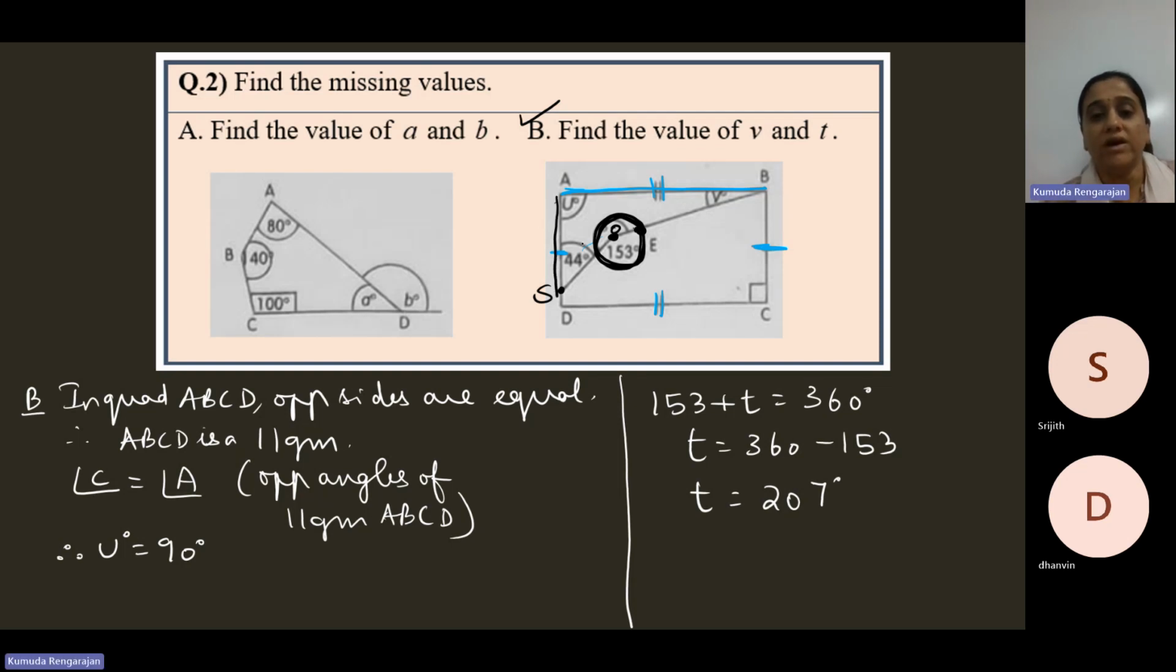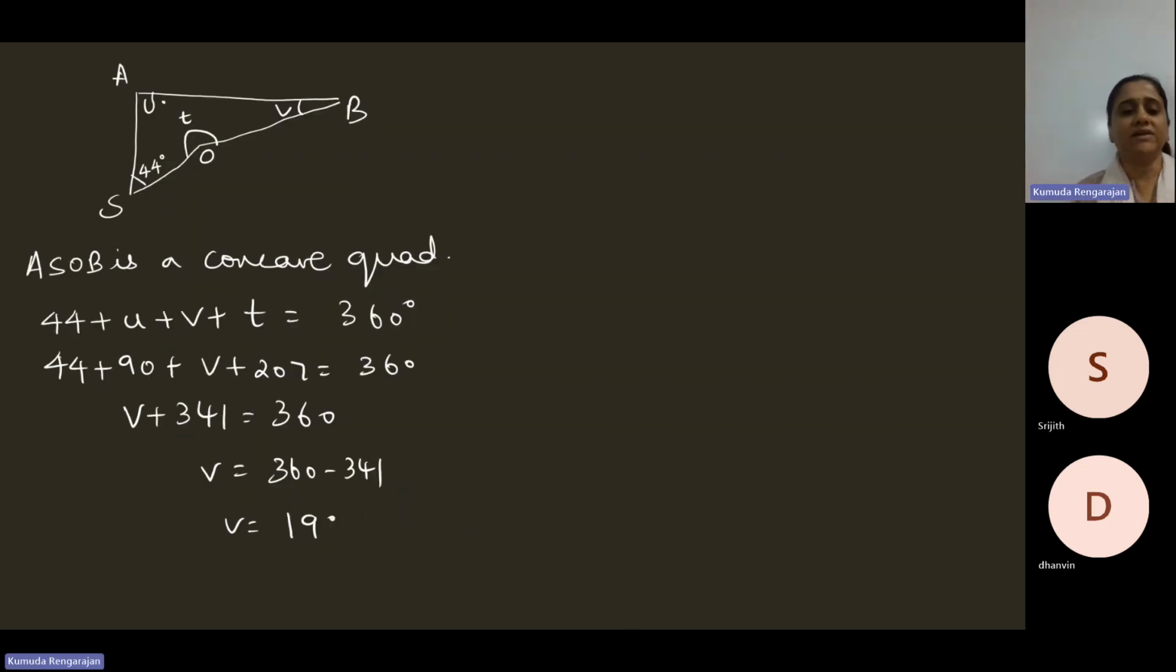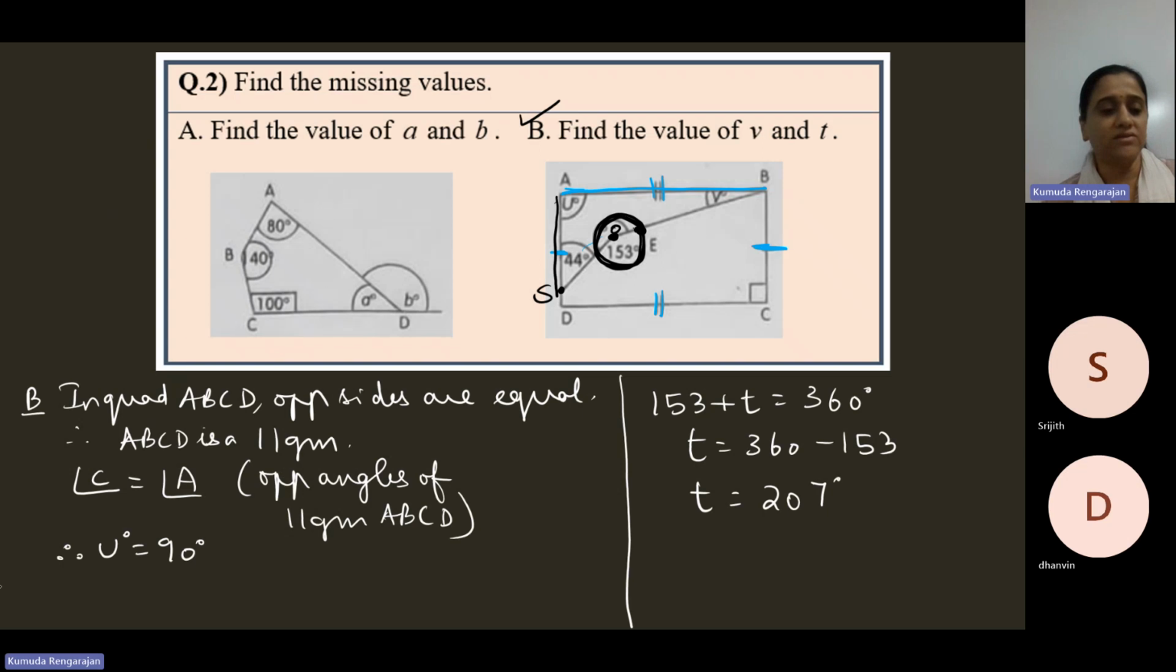So ASOB is a quadrilateral, it's a concave quadrilateral. But whether it is concave or convex, the sum of the four interior angles is equal to 360 degrees. So using that, we find the value of V, which is 19 degrees. Which are the four angles inside this concave quadrilateral?